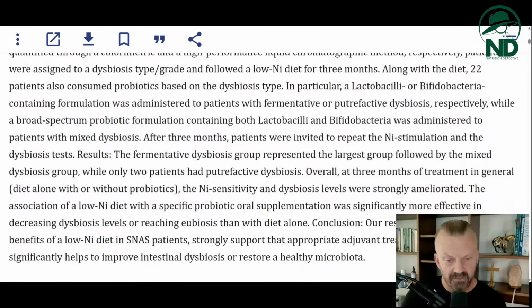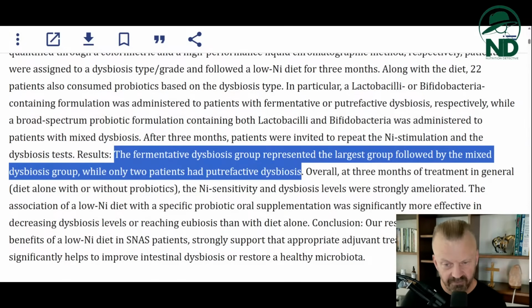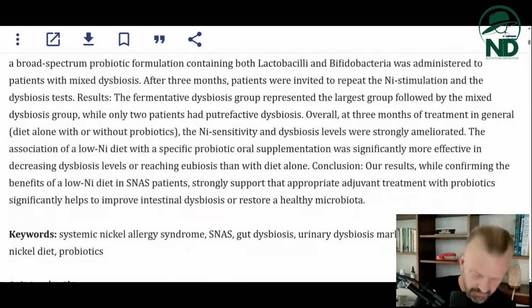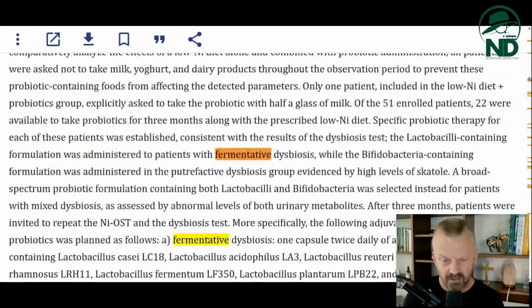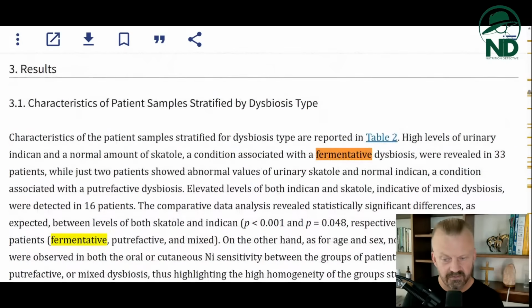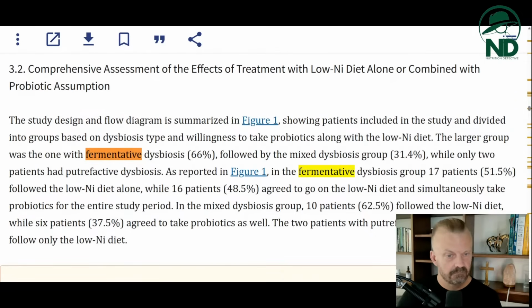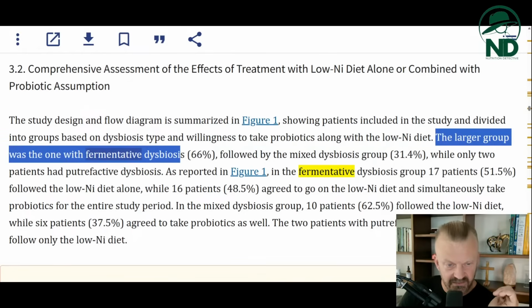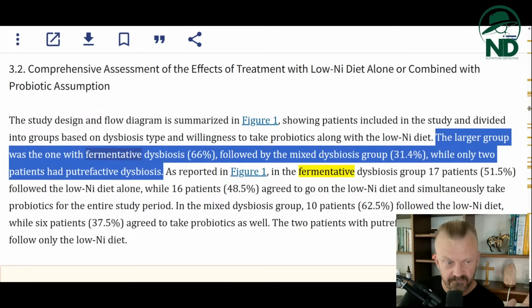So what I wanted to find was the fermentative dysbiosis group represented the largest group, followed by the mixed dysbiosis group, while only 2 patients had putrefactive dysbiosis. So what I want to find, hold on, I want to find the fermentative dysbiosis people got the lactobacillus. The larger group was the one with the fermentative dysbiosis. Two-thirds of the people in this study with nickel sensitivity, followed by the mixed dysbiosis group, while only 2 patients had putrefactive dysbiosis.